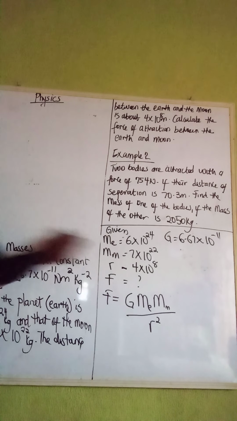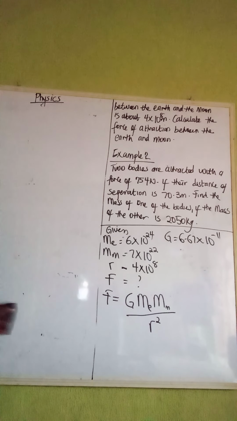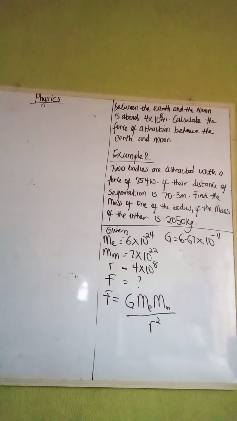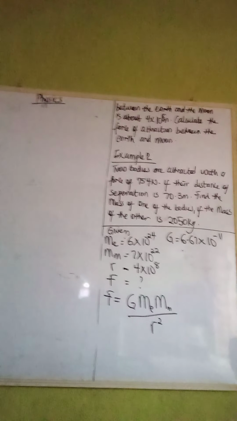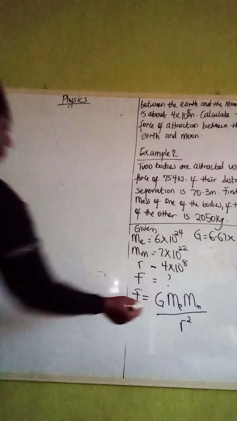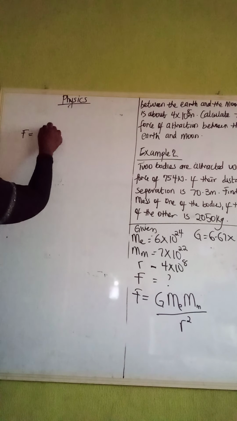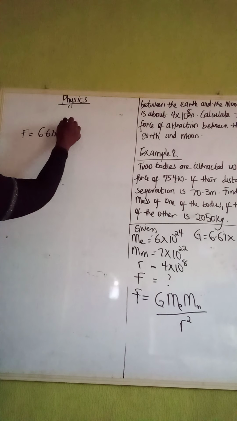Now, I haven't written out our parameters. Let's go down to the formula. Now, what is our G? F equals 6.67 times 10 raised to the power minus 11.